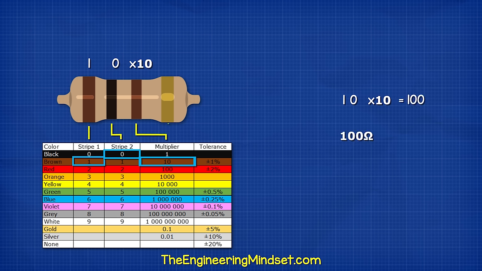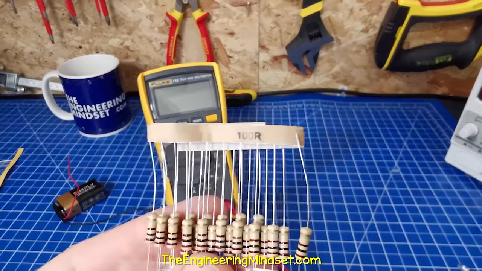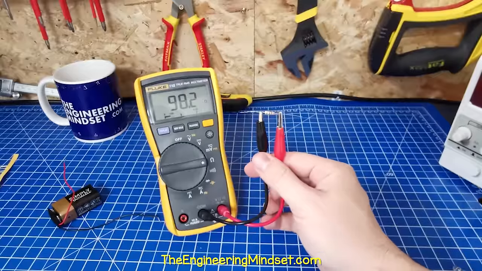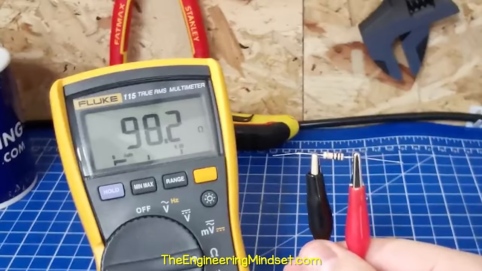And the final stripe is the tolerance. This one is gold, and so it's plus or minus 5%, meaning it could be as low as 95 ohms or as high as 105 ohms. When I measure this one with a multimeter, we can see it is reading 98.2 ohms.